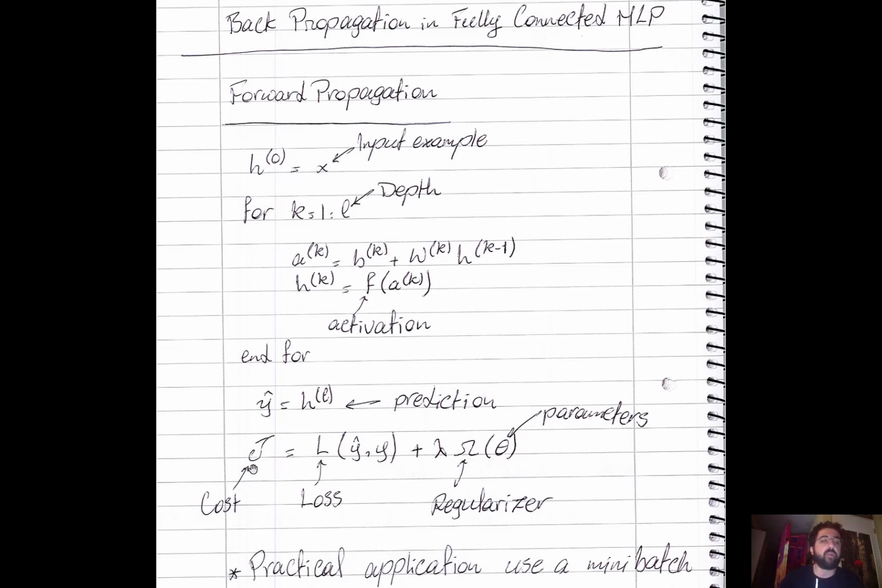Then we apply the cost function, we call it J, and this corresponds to a loss between y hat, which is the prediction of the neural network, and the label given with that training example, plus lambda, which is a regularization coefficient, times a regularizer gamma of theta. Now theta is the vector of parameters. As we said before, it includes all the weights and biases. Then we apply a regularization function times a regularization coefficient.